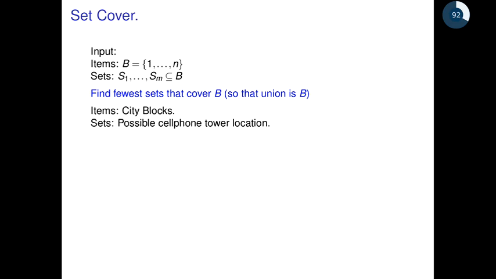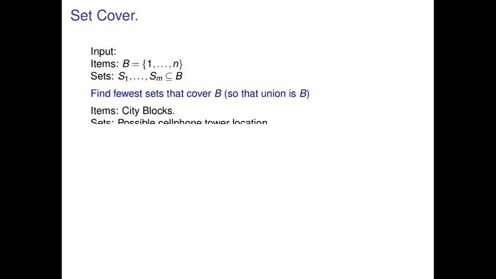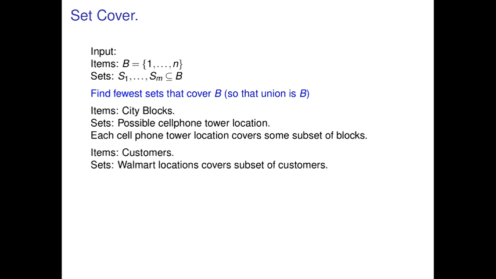Okay, city blocks. I may want to cover all the blocks in the city using cell phone tower locations. I want to make sure I get to every block. So some location has a set of blocks it can cover. You could have customers, and you want Walmart locations that cover a subset of the customers. I want to cover all the people in Texas, and everybody has to be within an hour.